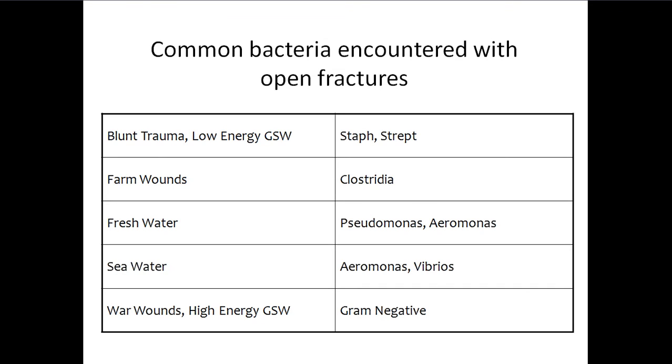The infection may be due to different types of organisms. In case of blunt trauma, there may be staphylococcus or streptococcus, bacterial infection is common. In farm wounds, Clostridia is common. In freshwater injuries, open fractures, Pseudomonas and Aeromonas are common. In seawater, Aeromonas and Vibrios are common. And in case of war, high energy injuries, gram-negative infection is quite common. So you must have an idea.